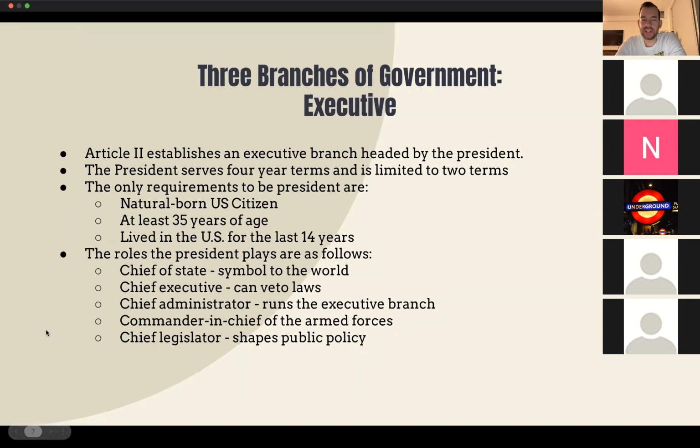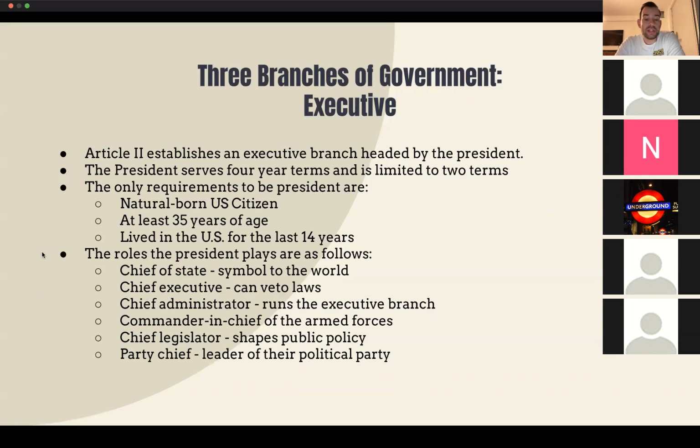So this one's weird. The president's not in the legislative branch, but the president does get to shape public policy. The president can go on TV whenever he or she wants and say, I want Congress to do this. I want to put pressure on Congress to do this. So the president has this incredible power to shape public policy.